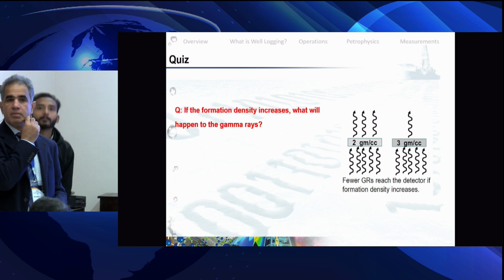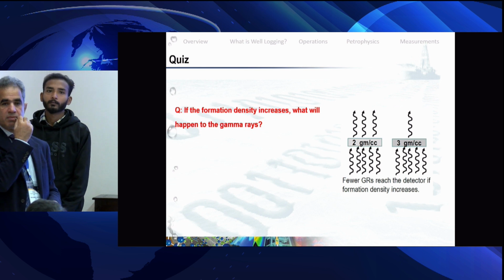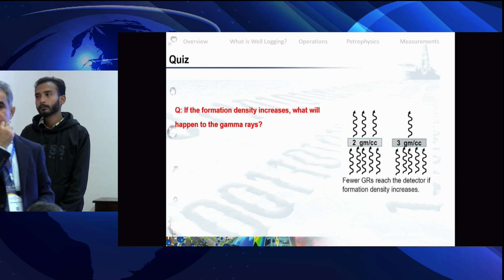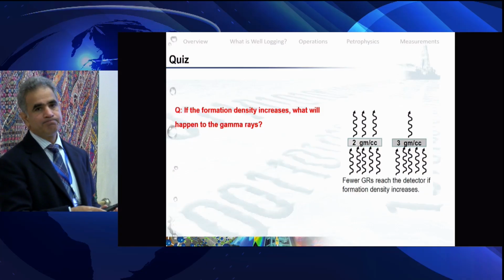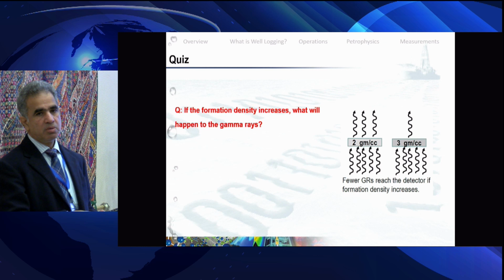The density is variable, so what would be the response of density in the case of shale? The density of shale is mostly variable. So what would be the response of the density log in shale? Yeah, it's a good question.